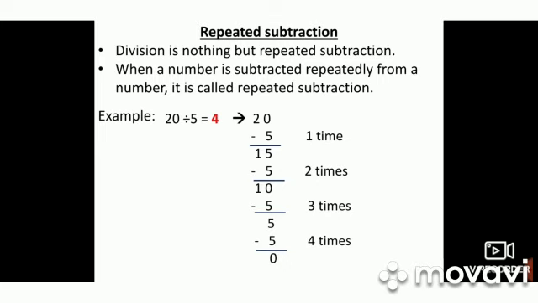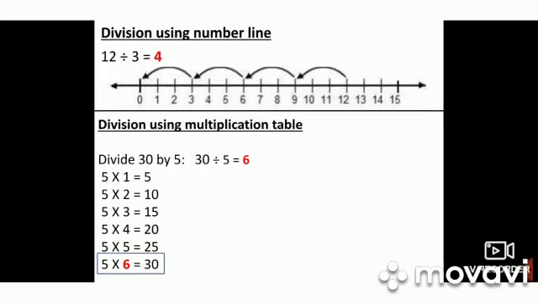So till you are getting 0, you have to continue your subtraction by the divisor. When you subtract like this, find how many times you have done the subtraction. That is your answer. Here we have done it 4 times. So 4 is the answer.